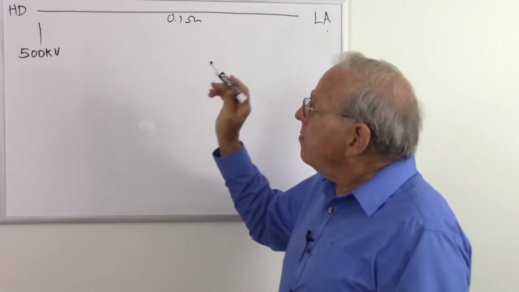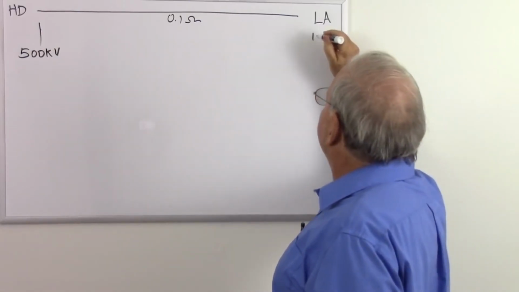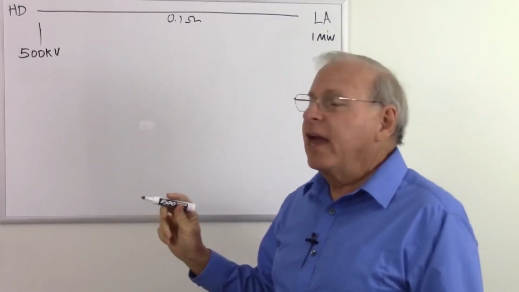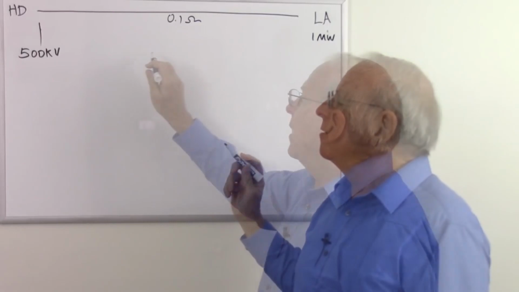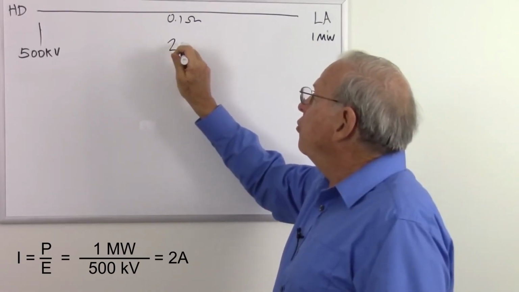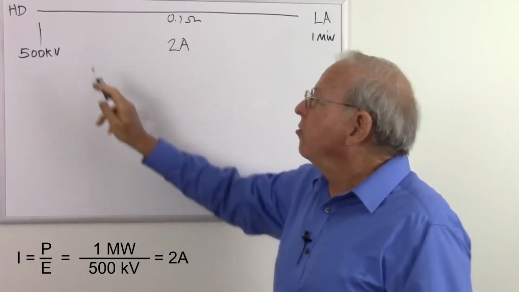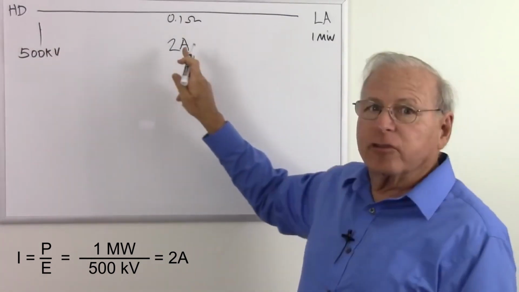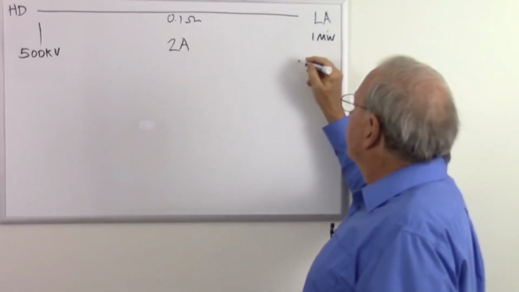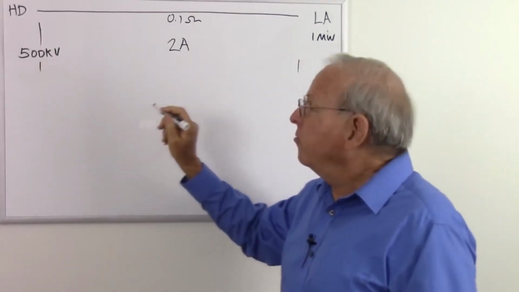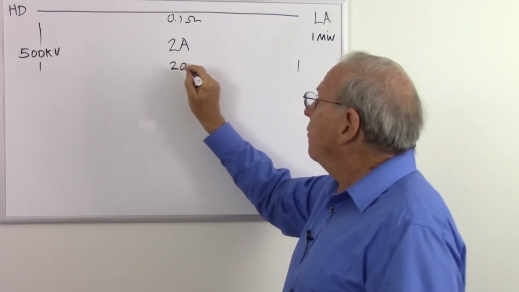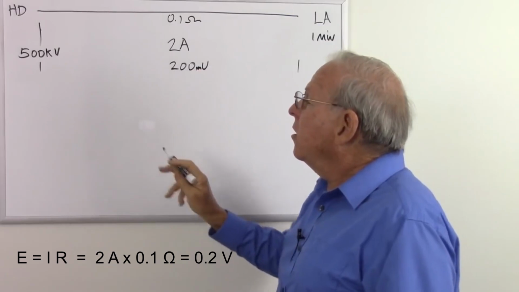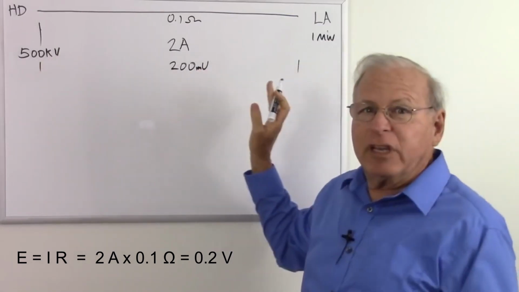So to deliver 1 megawatt to Los Angeles at 500 kilovolts, how much current is that going to take? That's only going to take 2 amps of current to deliver that 1 megawatt from Hoover Dam to Los Angeles. 2 amps, and the voltage drop from Hoover Dam to Los Angeles is going to be only 200 millivolts. So the voltage drop is almost insignificant.